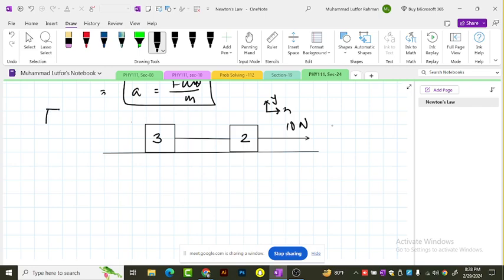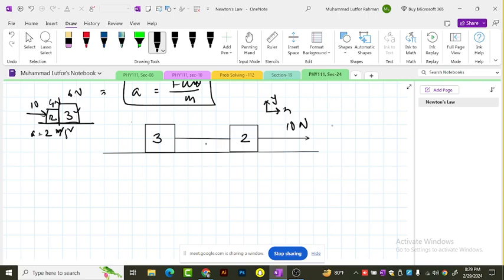In that case, they were connected to each other on a surface, right? I applied a force over here, which is 10 Newton. This is probably the 2 kg, and this is the 3 kg. In that case, I was pushing. Right now, I'm dragging the system with the same force. And remember, I found the acceleration to be 2 meters per second squared, and also the individual forces: for the 3 kg it was 6 Newton, and for the 2 kg it was 4 Newton, right?